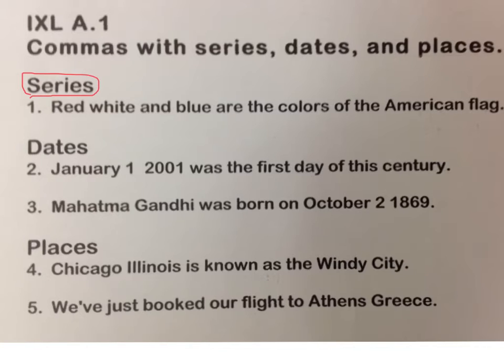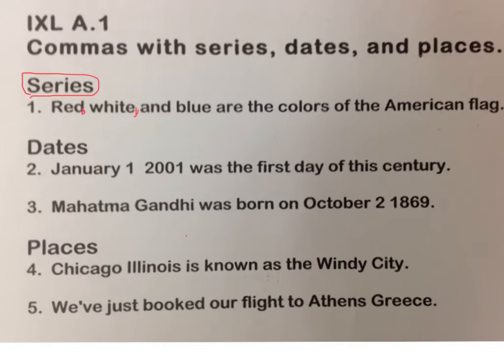So let's look at this first sentence. It says red, white, and blue are the colors of the American flag. I have red, white, and blue. I have 3 things, so I'm going to need 2 commas. Red, separate that from the second thing, white, and then I separate this from, and then I have blue. So red, comma, white, comma, and blue are the colors of the American flag.